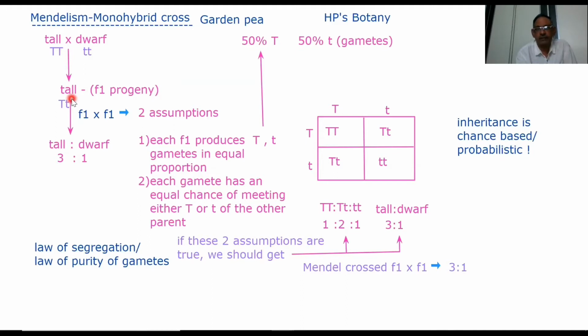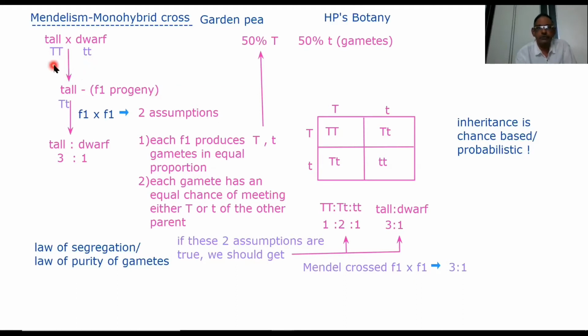So there is a dwarf factor embedded within the tall plant. There is no such dwarf factor in the parental tall. So this is a pure tall, this is a mixed tall. He designated the tall trait as capital T and the dwarf trait as small t. This designation in letters was described as genotype. So the F1 progeny had a genotype of capital T and small t, indicating two factors present together, whereas the parental tall has two factors, both capital T's. And the dwarf plant always had two small t's as genetic factors.